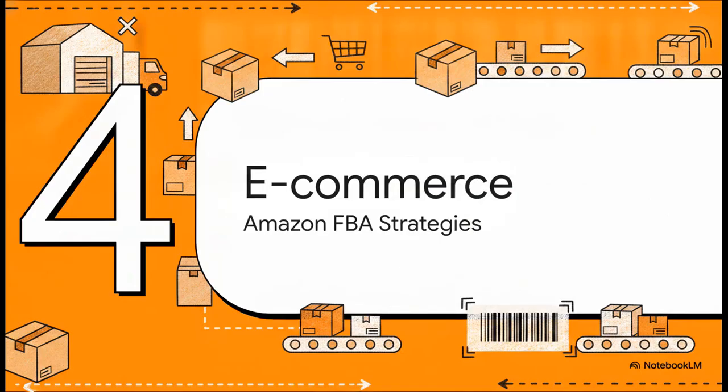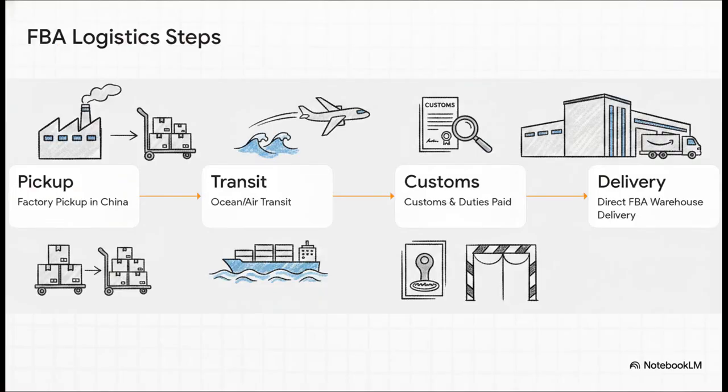Next up is section 4, e-commerce and Amazon FBA strategies. If you're an Amazon seller, your logistics have to be a perfectly choreographed dance. Your goods have to move seamlessly from a factory in Shenzhen across the ocean or through the air, completely clear customs, and then drop directly into Amazon's incredibly strict fulfillment network. Just one single misstep, and boom, your shipment gets rejected right at the warehouse door.